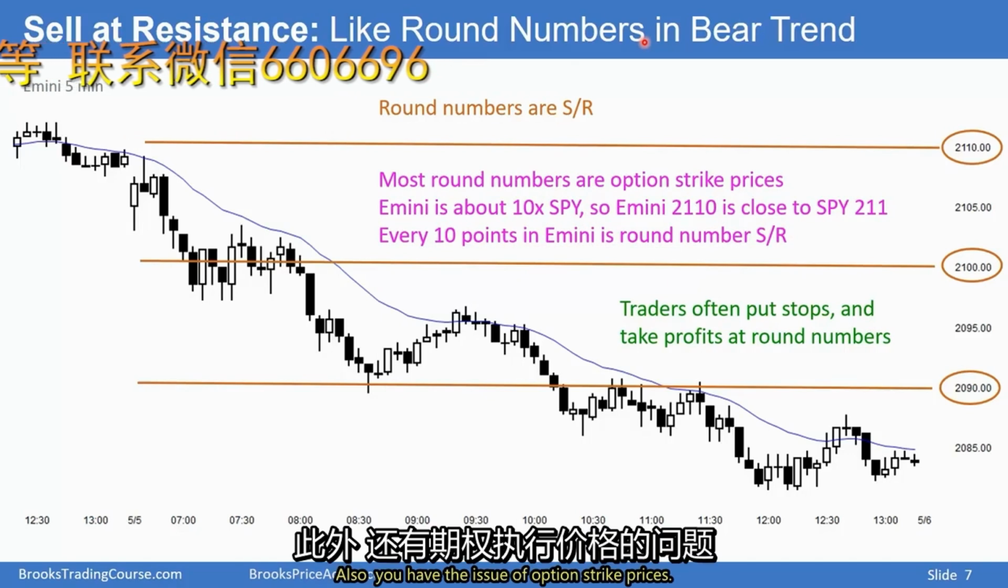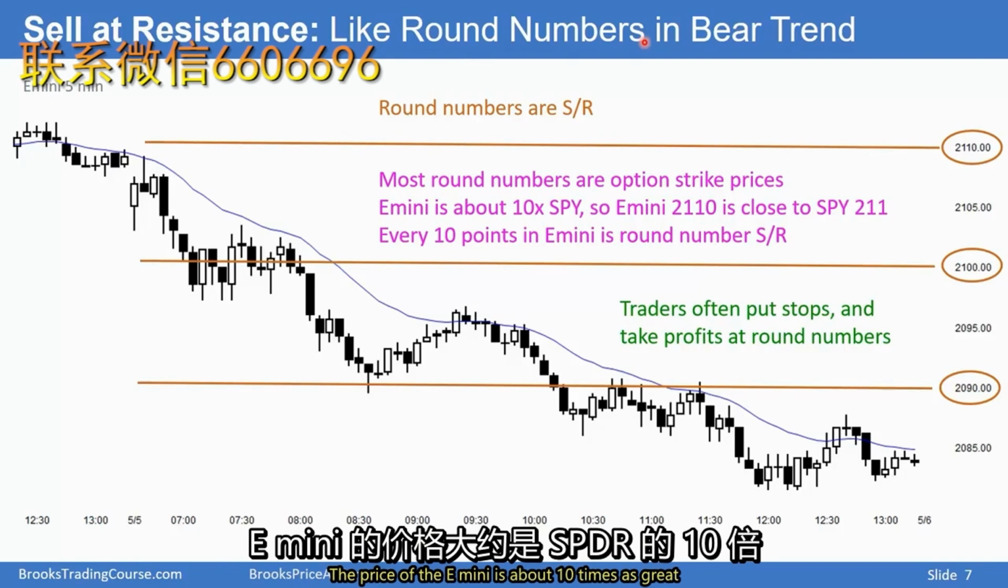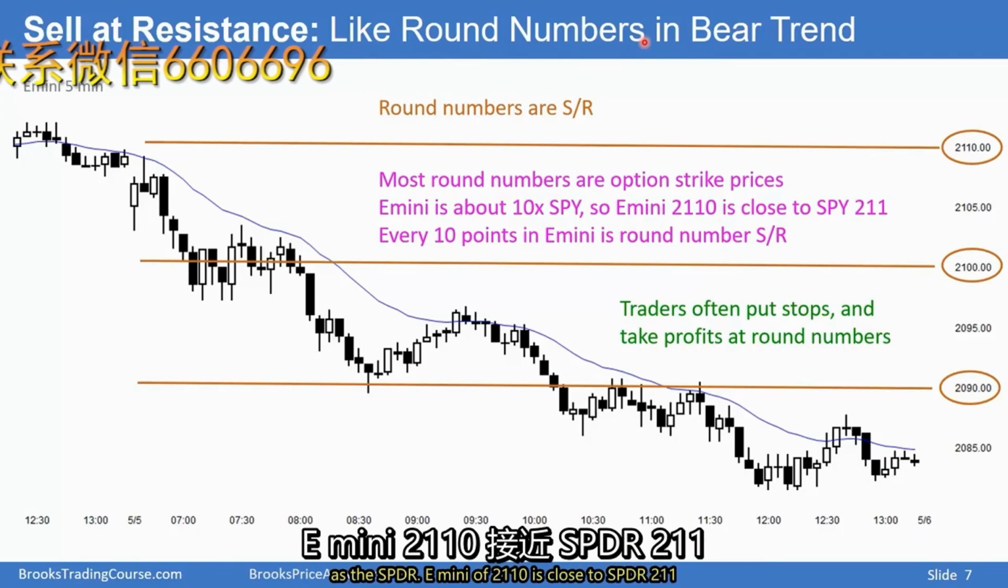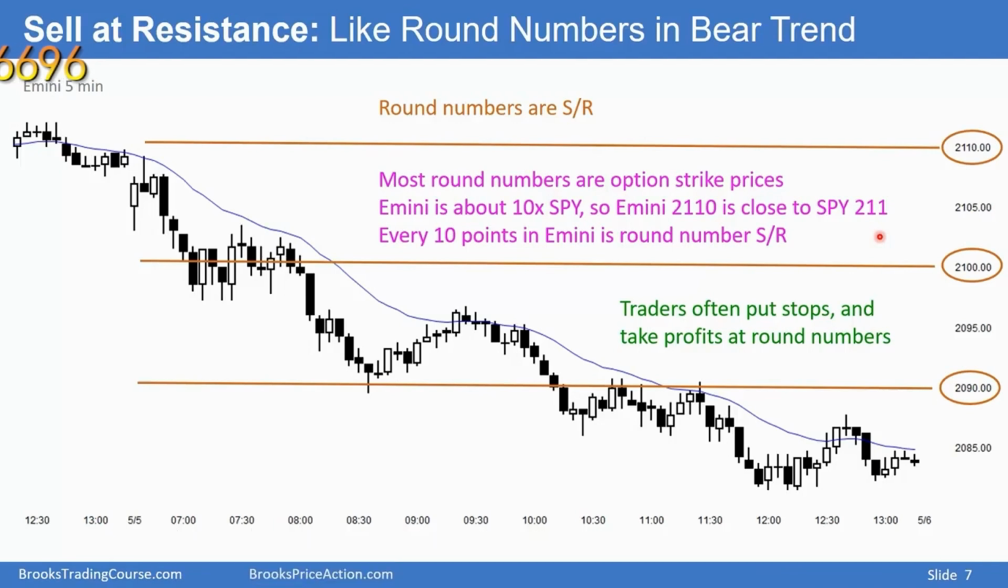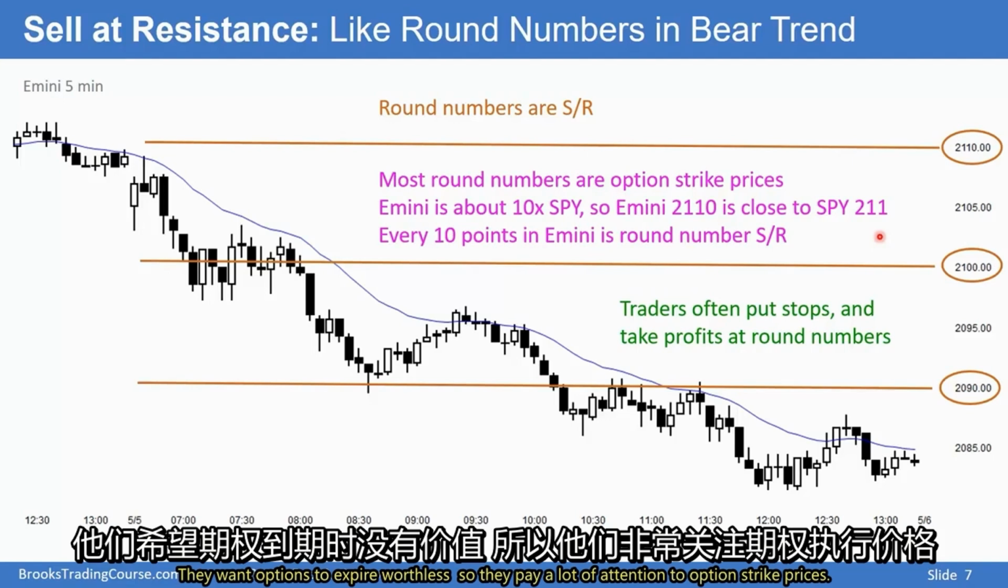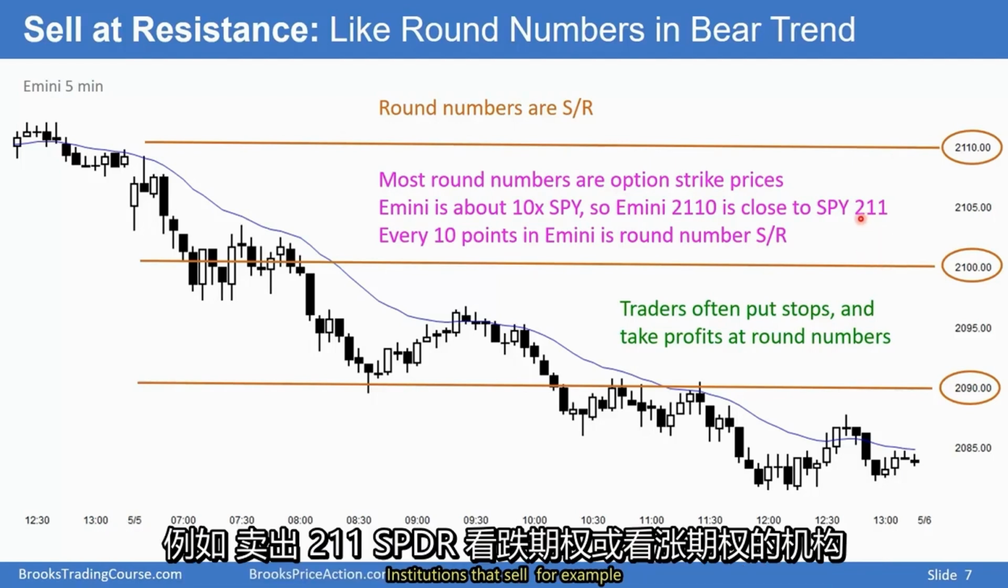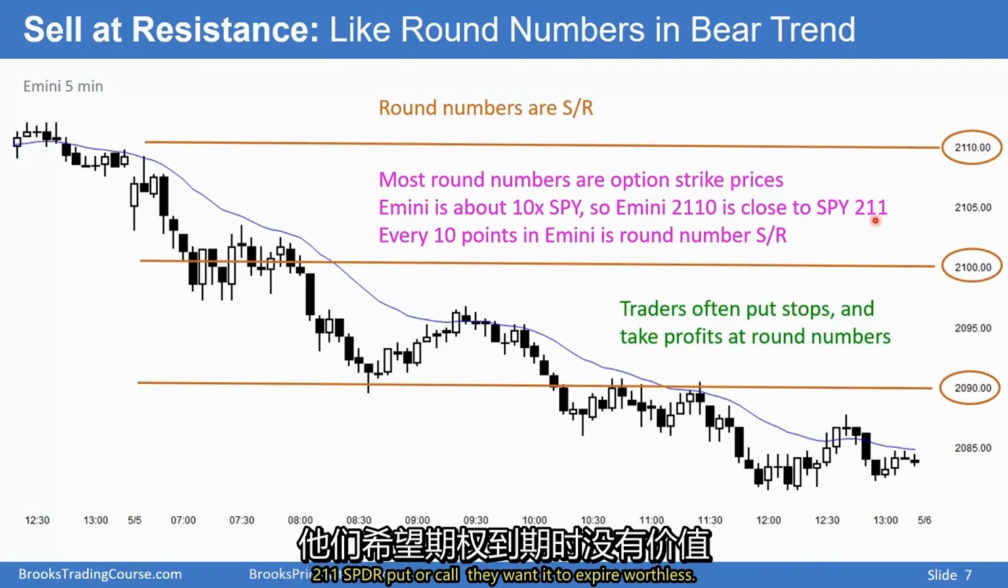Also, you have the issue of option strike prices. The price of the E-mini is about 10 times as great as the Spider. E-mini of 2110 is close to Spider 211, and 211 is an option strike price. 212, 213, 210, all option strike prices. Institutions sell options. They want options to expire worthless, so they pay a lot of attention to option strike prices. The institutions that sell, for example, 211 Spider put or call, they want it to expire worthless.